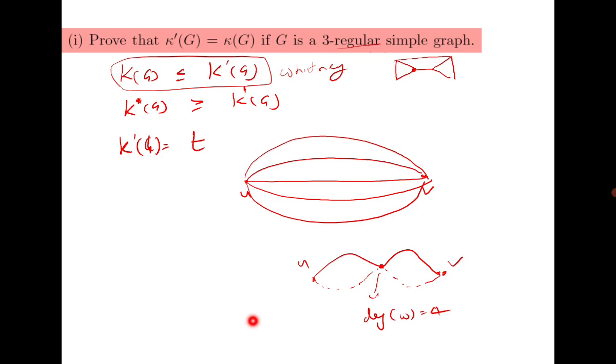It means there exist at least t vertex disjoint paths, even more than that, which shows that kappa dash G is less than or equal to kappa G. And from Whitney's theorem, kappa G is less than or equal to kappa dash G. From both the results, kappa G is equal to kappa dash G if the graph is 3-regular.